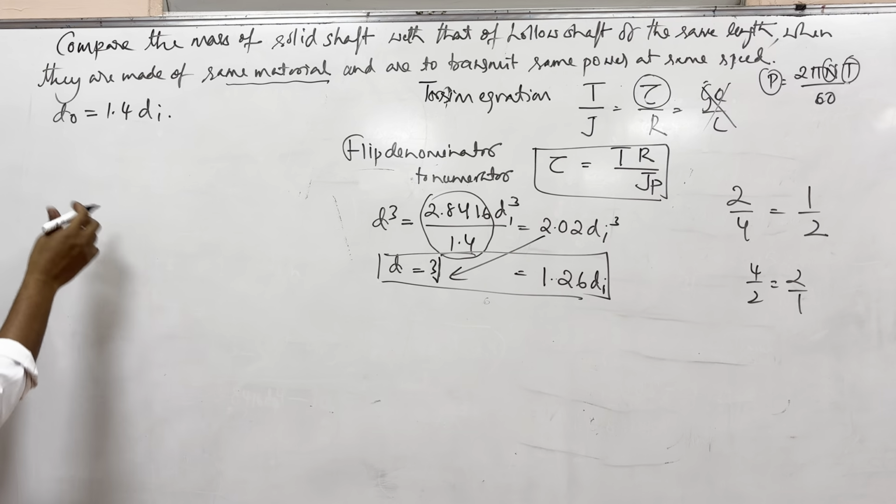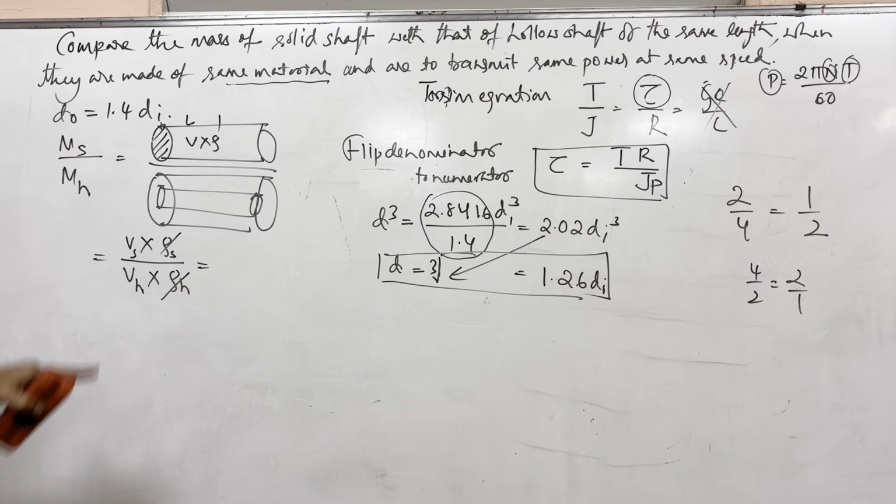Because the length is the same, we are actually calculating per length. So we should know the area. Area multiplied by length will give you volume. Volume multiplied by density will give you mass. So mass is nothing but volume multiplied by density, for the solid shaft divided by volume times density of the hollow shaft. Since it is the same material, the density is the same, so this will cancel out. So basically you are looking at volume.